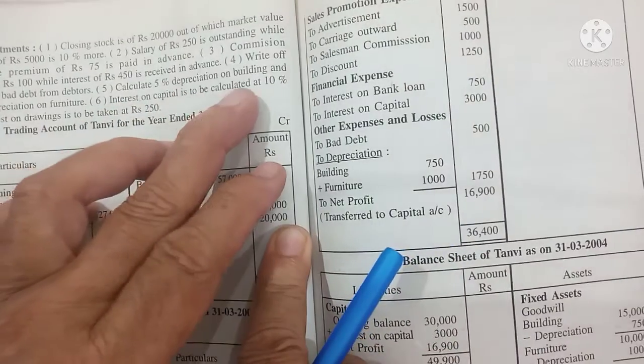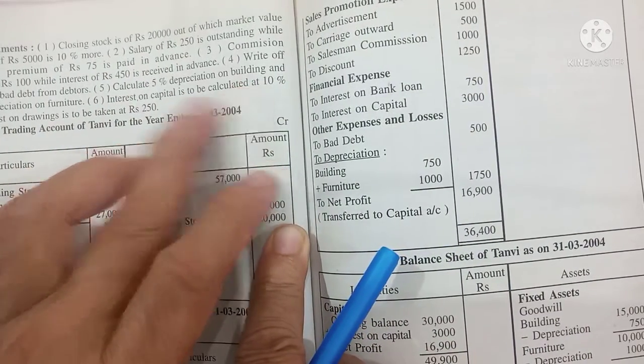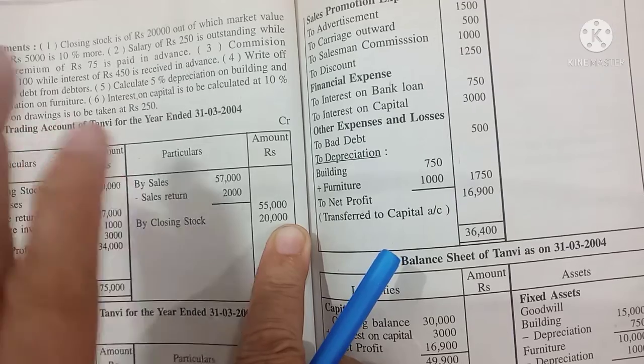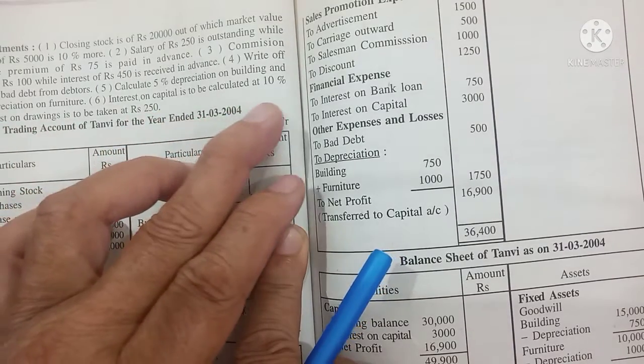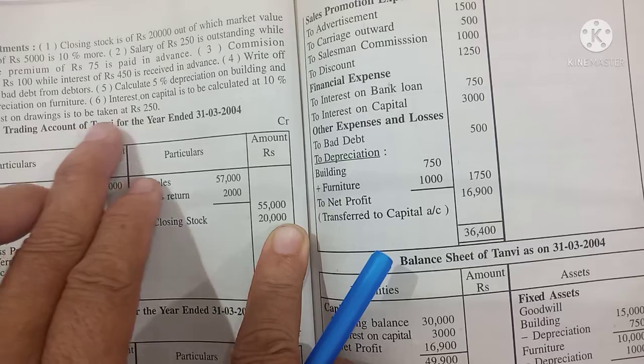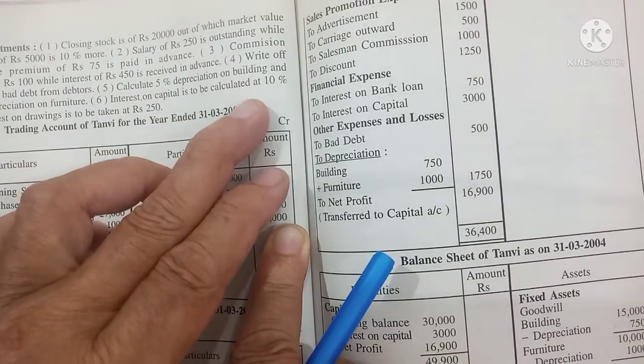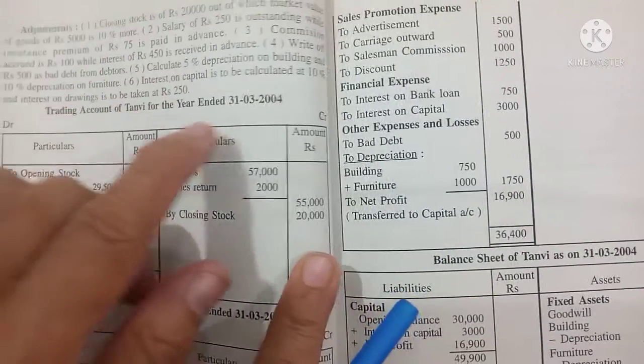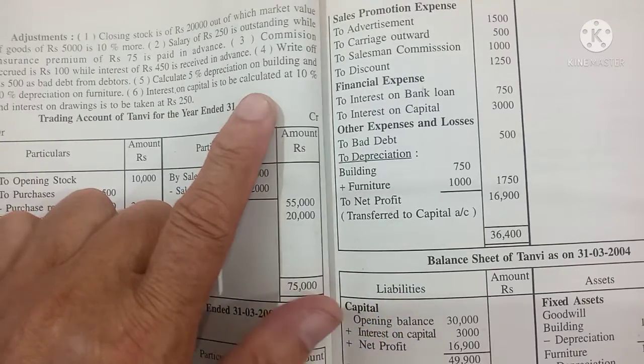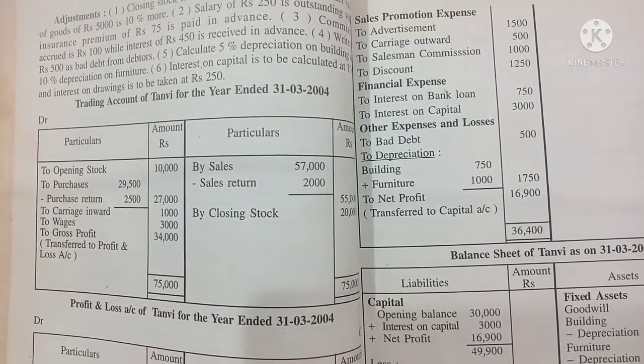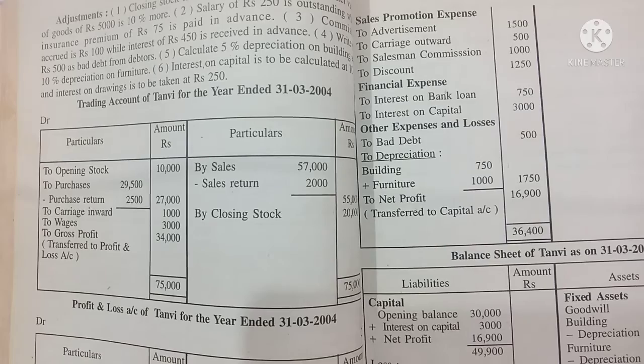Calculate 5% depreciation on the building, whatever amount comes, and 10% depreciation on furniture. Interest on capital is to be calculated at 10% and interest on drawing is to be taken as rupees 250. Capital, whatever is given, you take 10% of it, whatever the amount is coming, add it with capital as the first effect, and the second effect is the profit and loss account debit side.